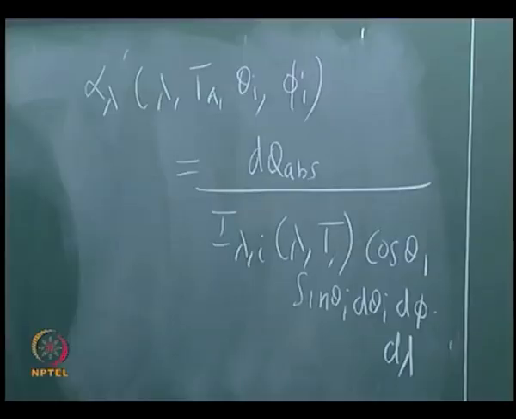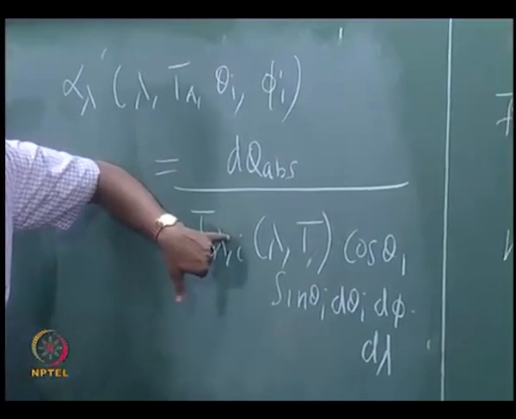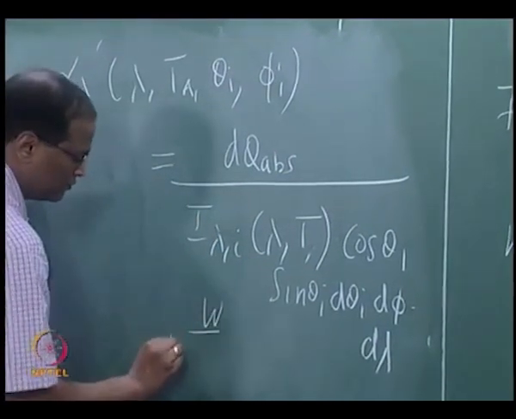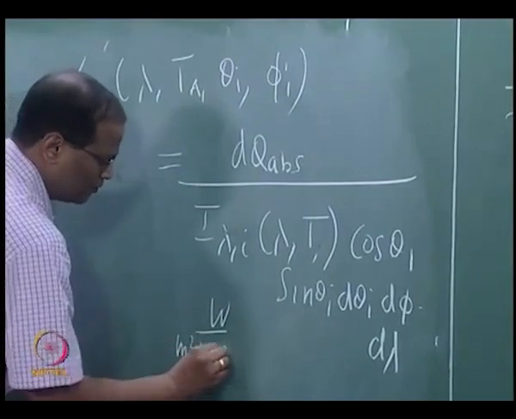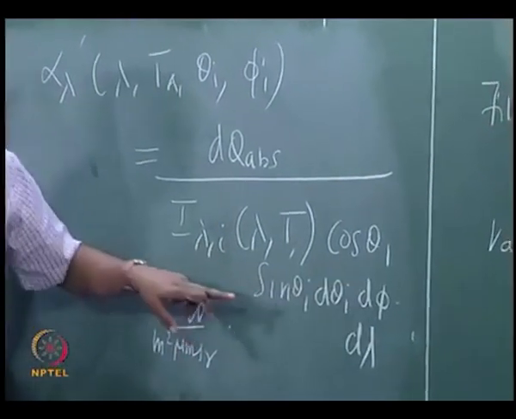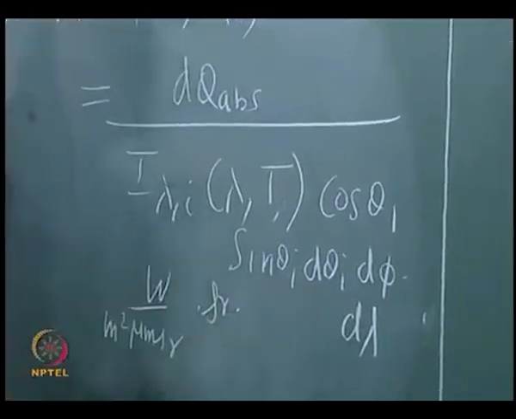What are the units of the numerator and the denominator? Denominator, what are the units? Watts per meter square per micrometer per steradian. Sin theta, d theta, d phi is what? Steradian. D lambda is what?